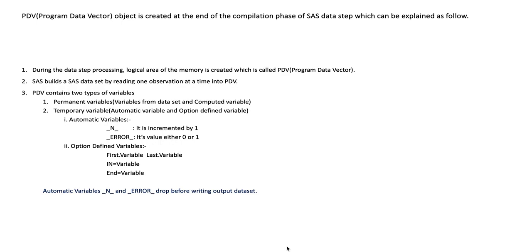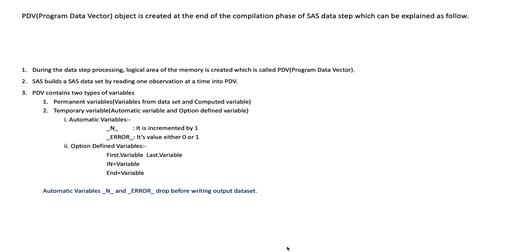The PDV, Program Data Vector, object is created at the end of the compilation phase of a SAS data step, which can be explained as follows. Number 1. During data step processing, a logical area of memory is created, which is called the PDV, Program Data Vector. Number 2. SAS builds a SAS dataset by reading one observation at a time into the PDV.